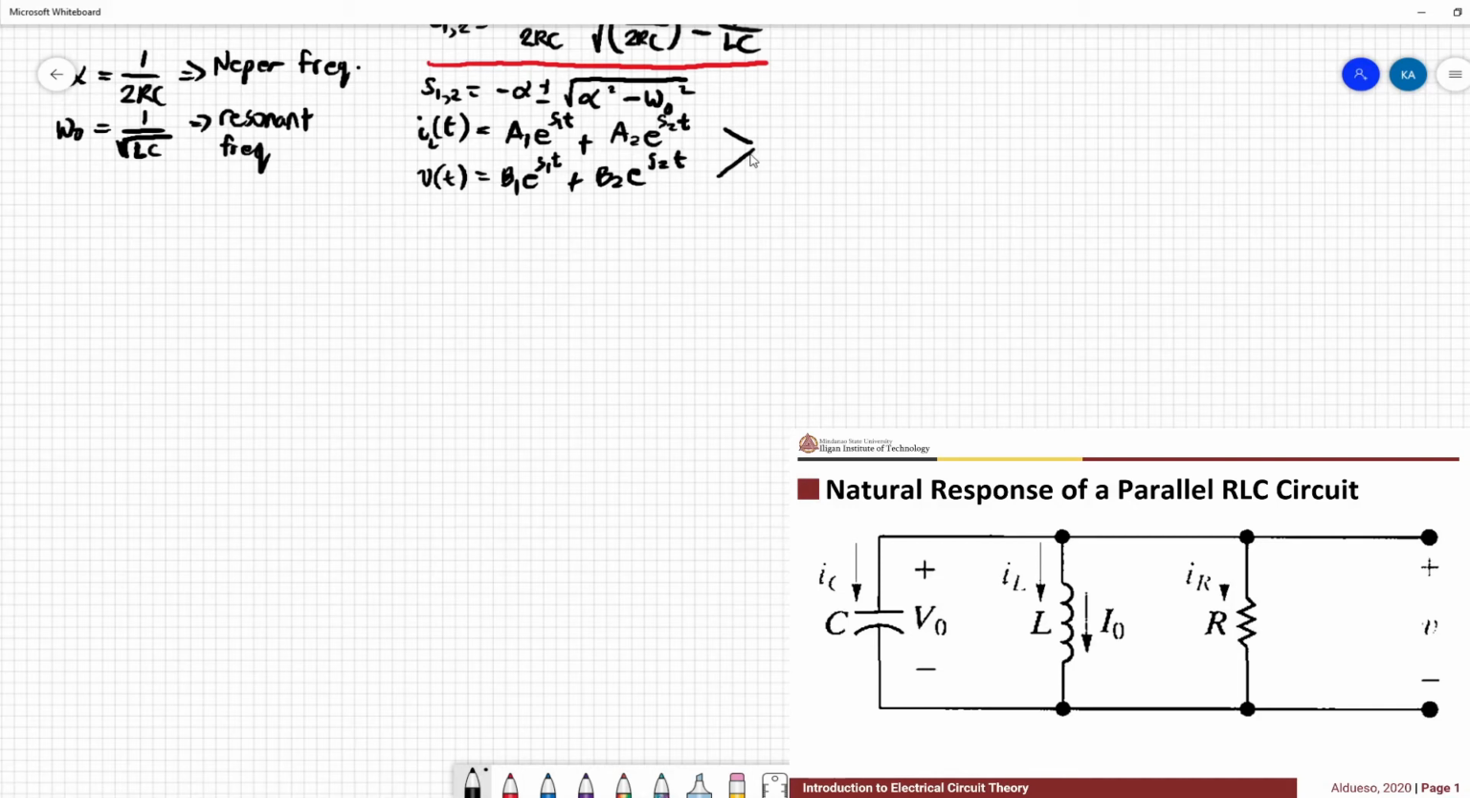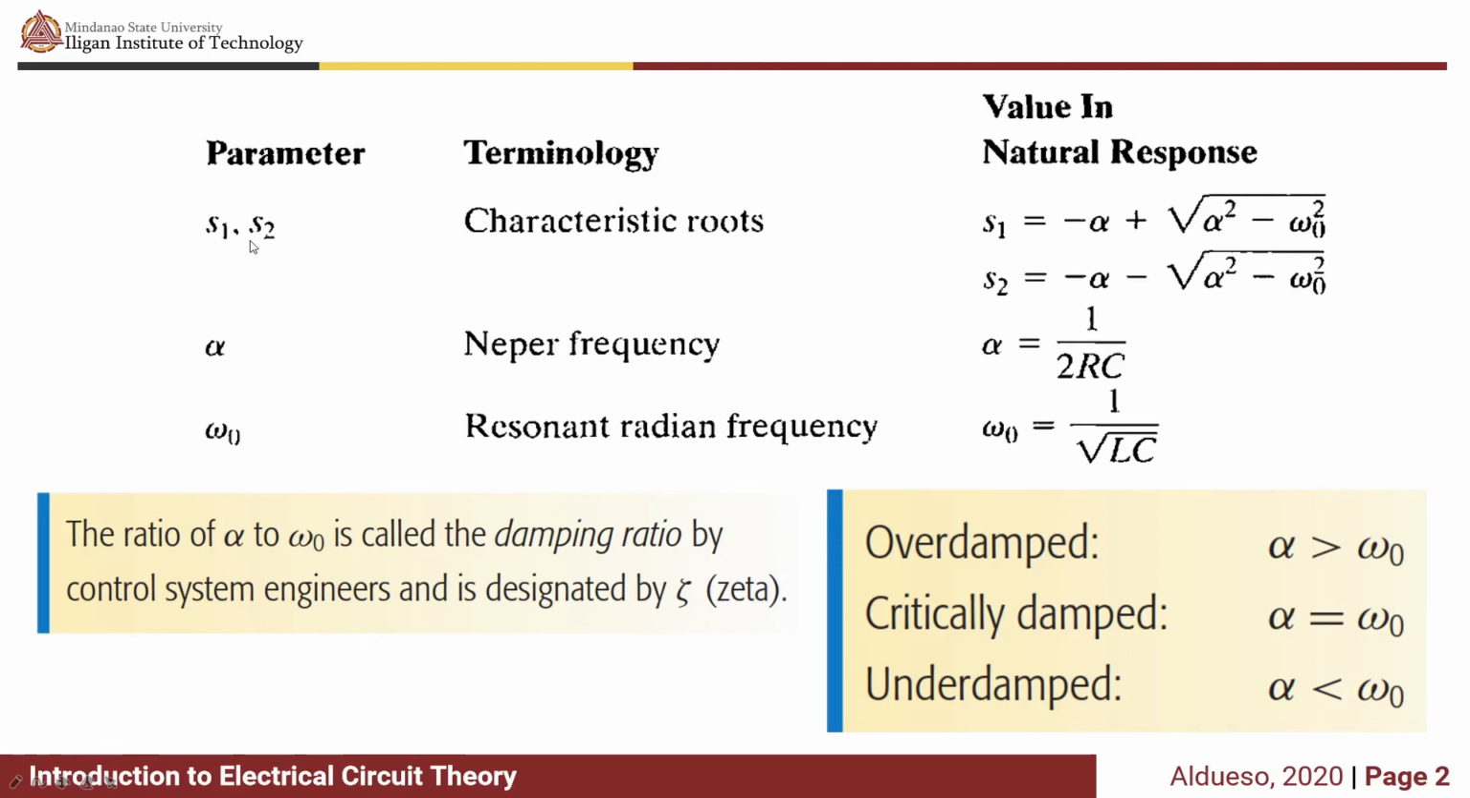Now these solutions are only true if alpha is greater than omega naught. In this case, the circuit is overdamped. S1 and S2 are called the characteristic roots. Alpha is the Neper frequency and omega naught is the resonant frequency.